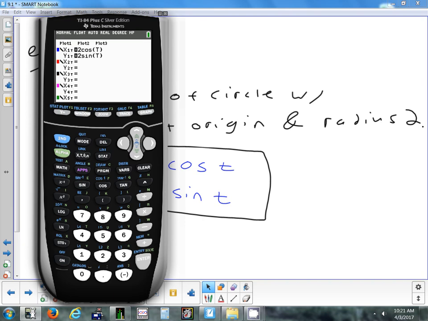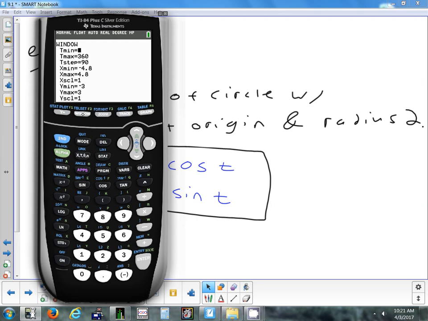Now, what would happen if I did t-step of 90? What values would it graph? 0? 90? 180? 270? And then it's going to go back to 360. So what you're going to do is you're just going to get a diamond, because it's only graphing 4 points.